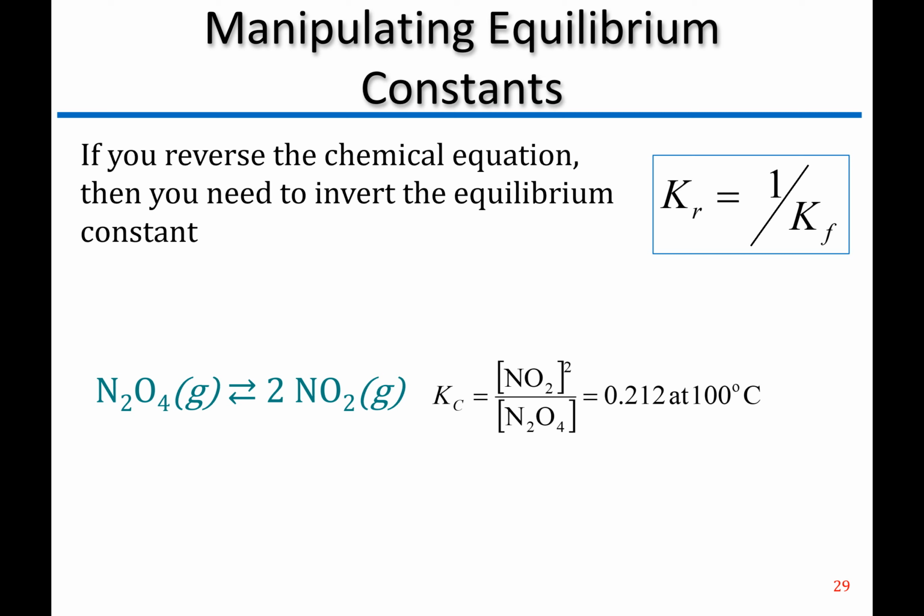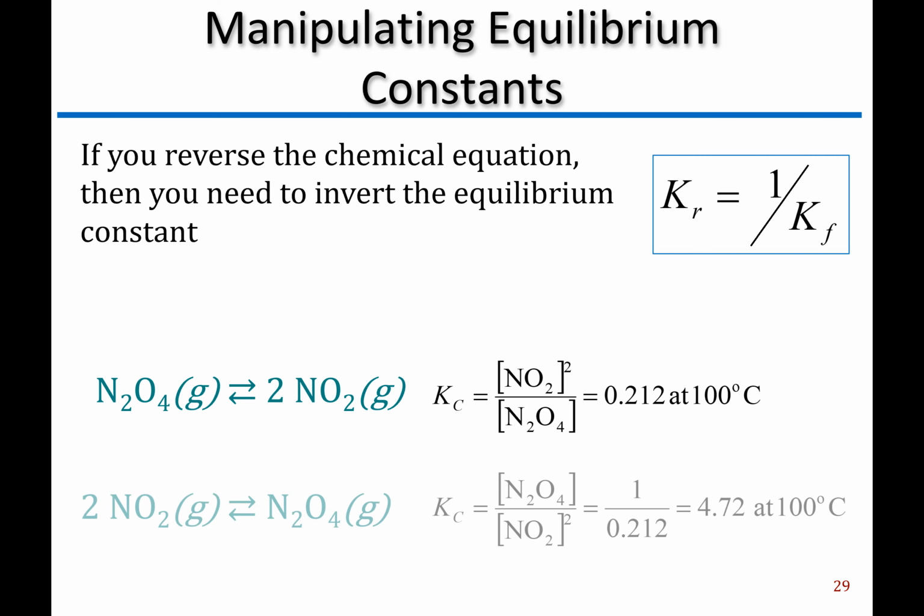Let's take a look at N2O4 in equilibrium with NO2. Our Kc value for the normal forward reaction would be the products over the reactants, so NO2 squared over N2O4, and we have a value of 0.212. This is at 100 degrees C.